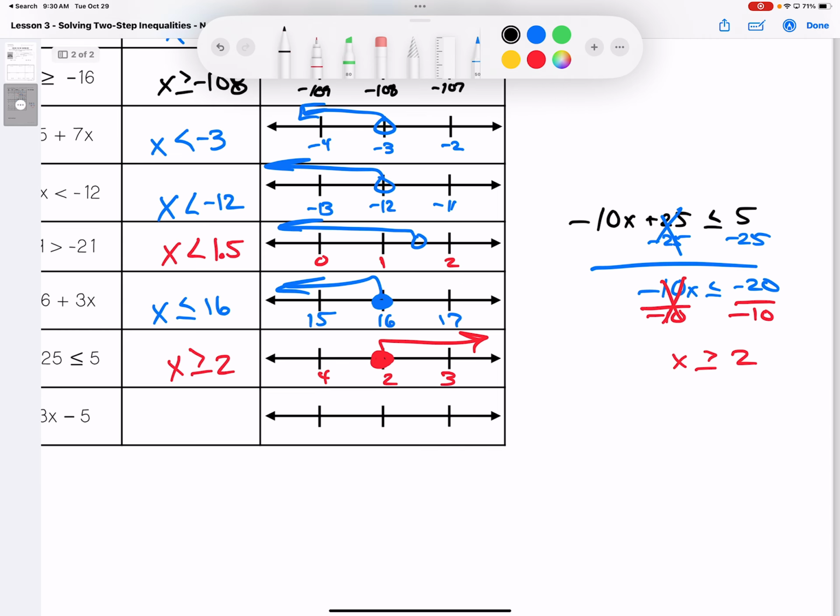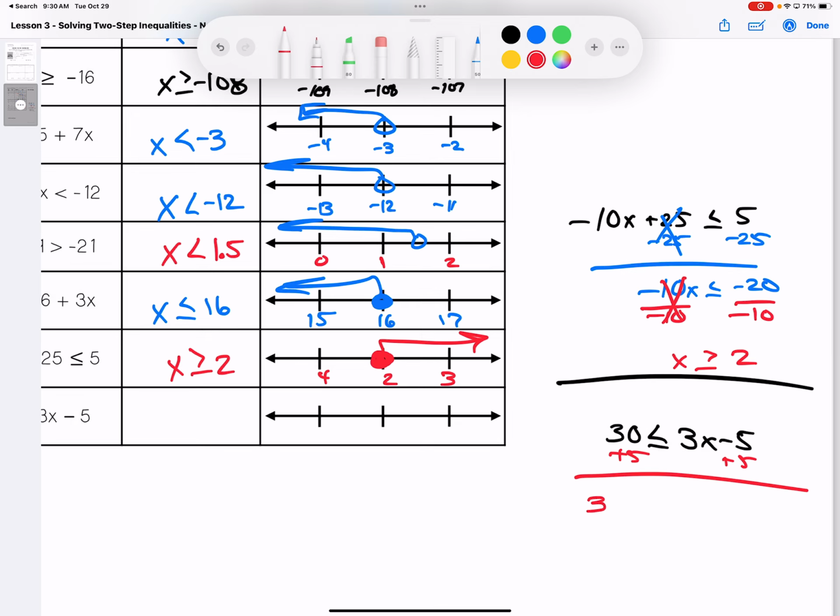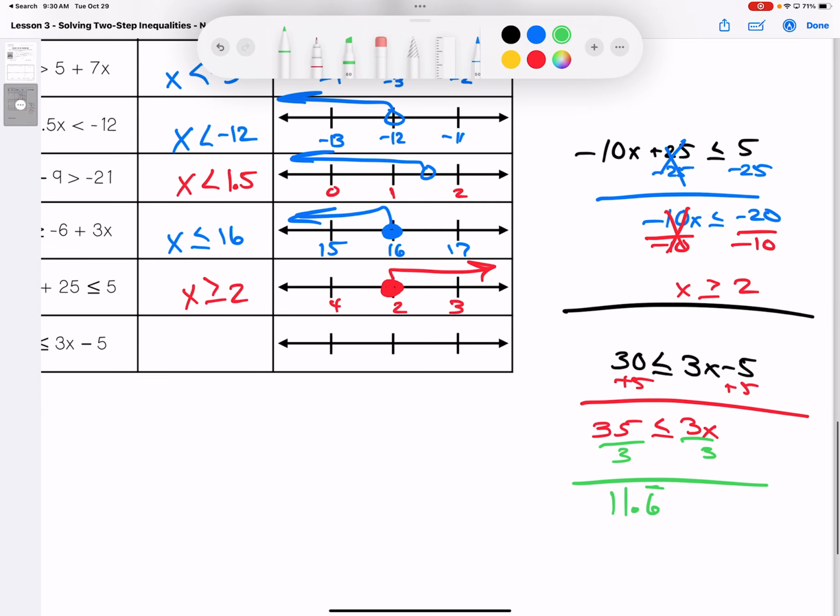And the last one, 30 less than or equal to 3x minus 5. Add 5 to both sides. 35 is less than or equal to 3x. Divide by 3. And you're going to get 11.6 repeating is less than or equal to x. X is greater than or equal to 11.6 repeating. So on my graph, I would go 11, 12, 13. I would go closed dot on 11.6, which is somewhere in there, and x is greater, so it's gonna go to the right.